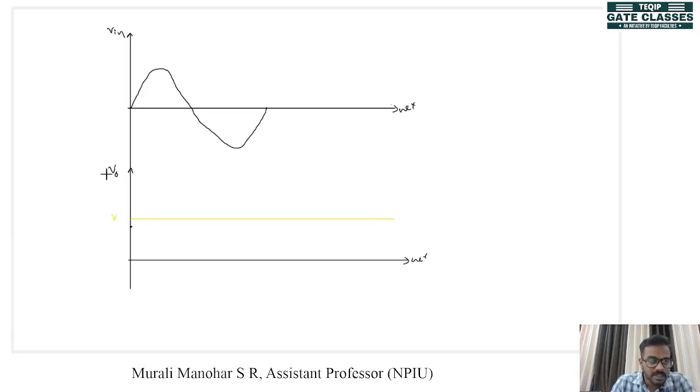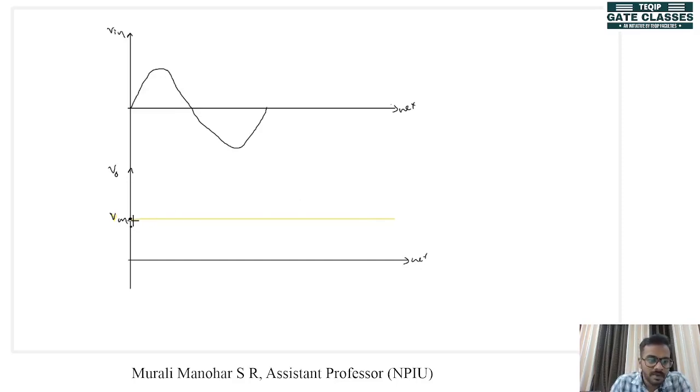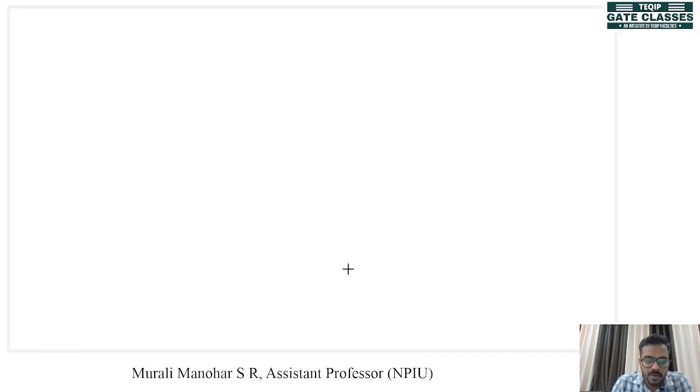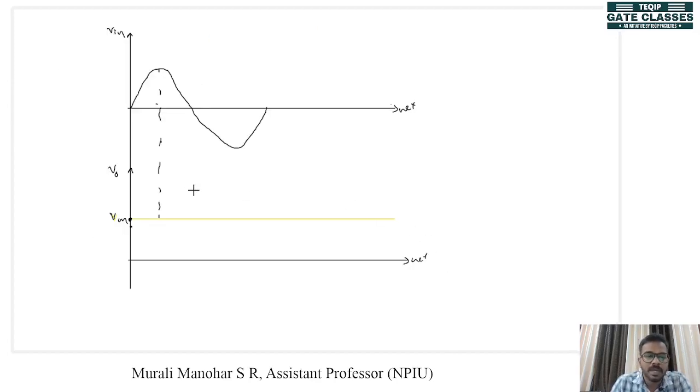Every point is now raised to this Vm. When 0 is raised to Vm, that is when Vin is equal to 0, what will be Vout? 0 plus Vm. So it will be Vm. When Vin is equal to Vm, what will be Vout? Vout is equal to Vm plus Vm, which will be 2Vm.